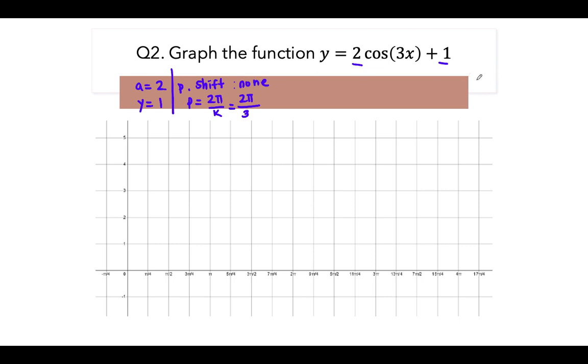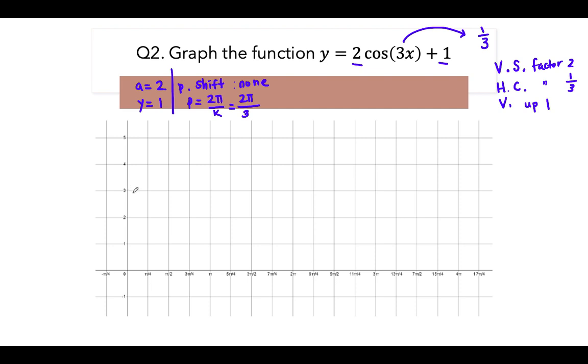So just by looking at this, I can conclude that we have a vertical stretch by a factor of 2, which is the A value. And for the 3, I'm going to take it out of the bracket, and it becomes 1 over 3. You flip it. Because it's smaller than 1, we say it's a horizontal compression by a factor of 1 over 3. And then we have a vertical translation, meaning up 1 step.